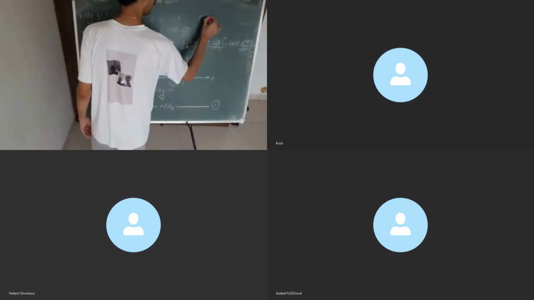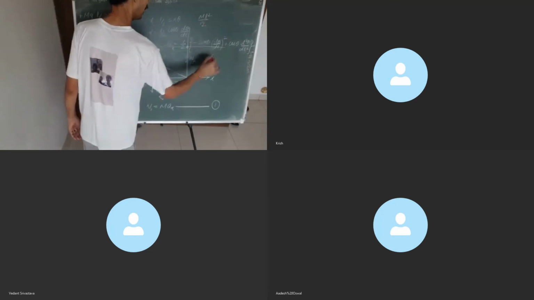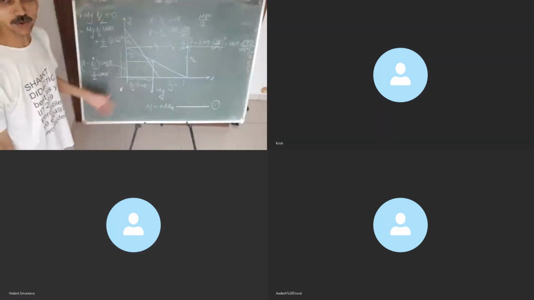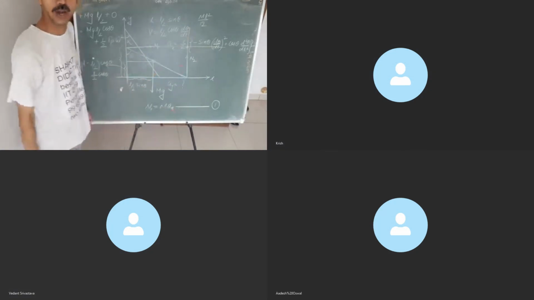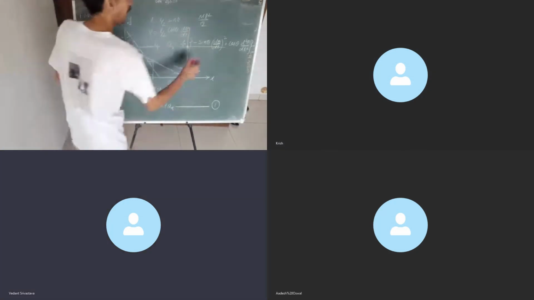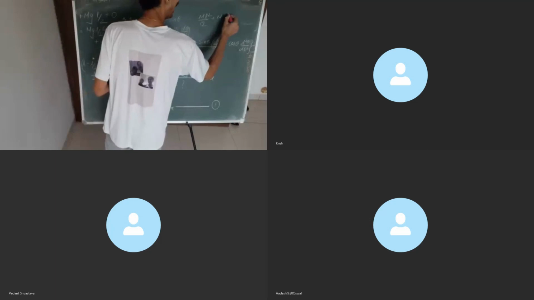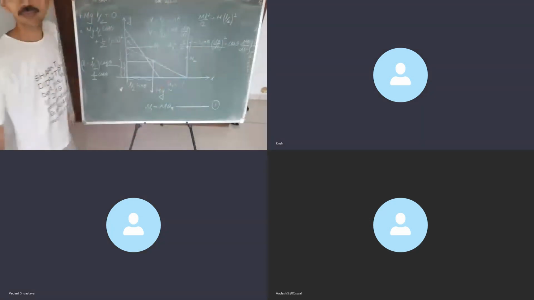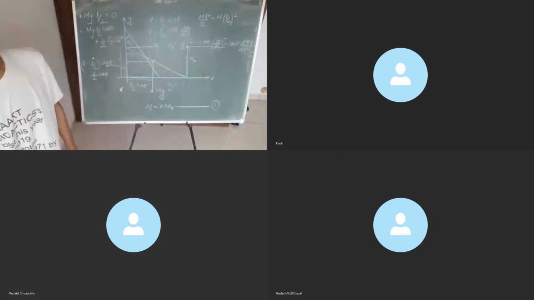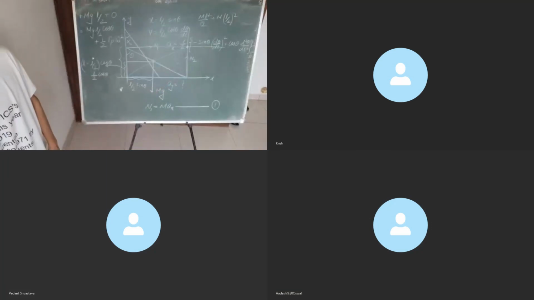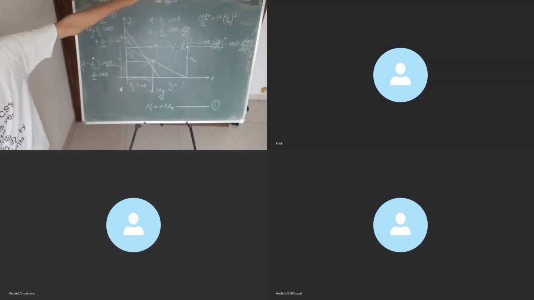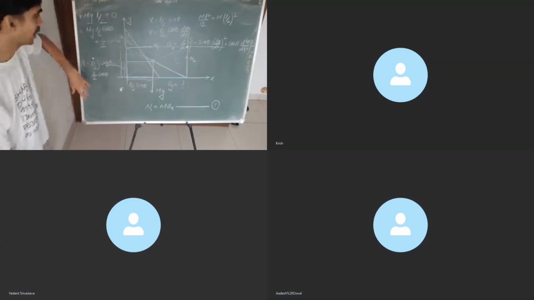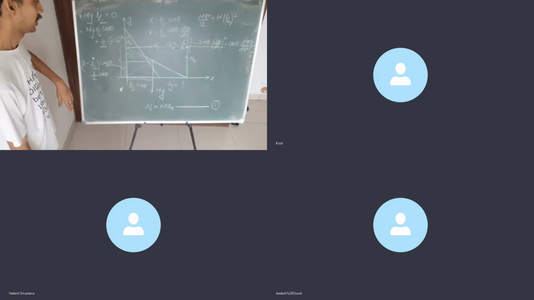ml square by 12, which is I naught. Yes, sir. Using the parallel axis theorem, Krish first calculated about the center of mass. He got ml square by 12. And then what did he use? ml by 2 whole square, correct? ml square by 12 plus ml square by 4. How much? ml square by 3, correct? Check once. ml square by 12 plus ml square by 4 is ml square by 3, correct? Am I right? Yes, sir.